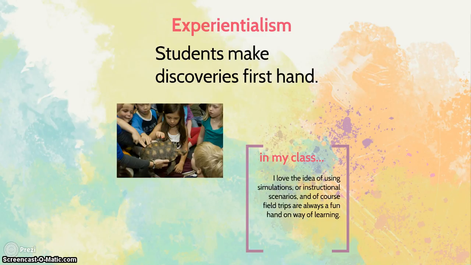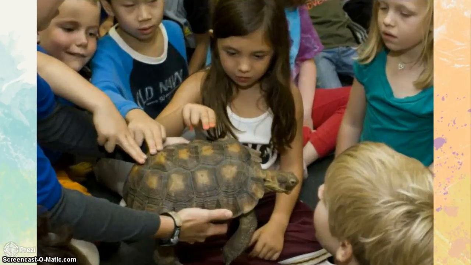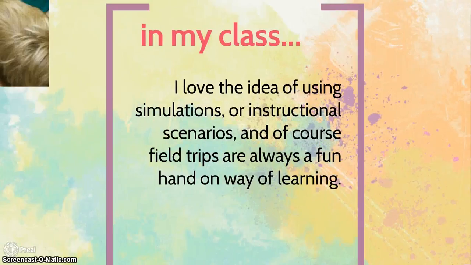Experientialism. This is where students make discoveries firsthand. In my picture right here, it's a field trip to the zoo. Kids have heard of a turtle, but now they're seeing, oh wow, this shell is hard. Or, oh, look, they could pop their head inside their shell and hide. And look how slow they are. This is a great way for students to actually see and touch and smell, in some cases, what they're learning about. It's really hands-on. So in my classroom, I love the idea of using simulations or instructional scenarios and of course field trips. They're always fun and it's a great hands-on way of learning.